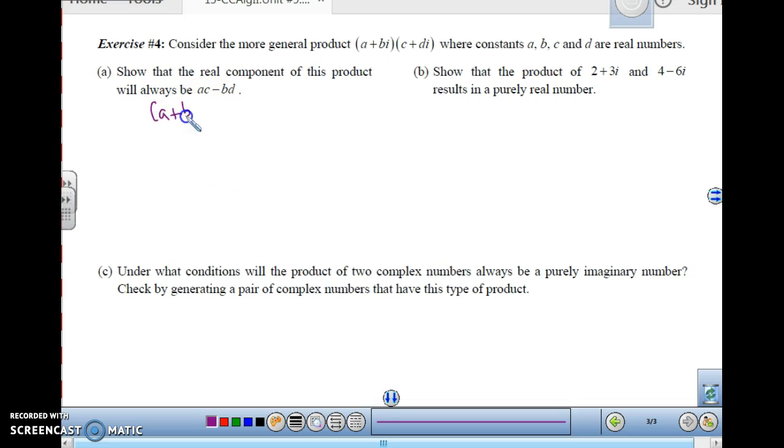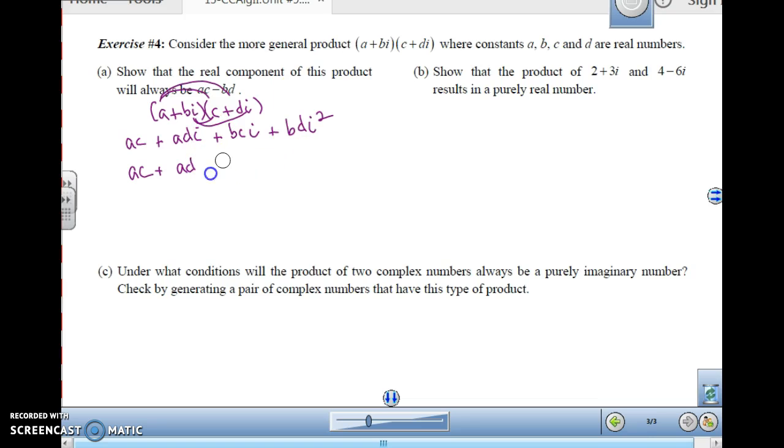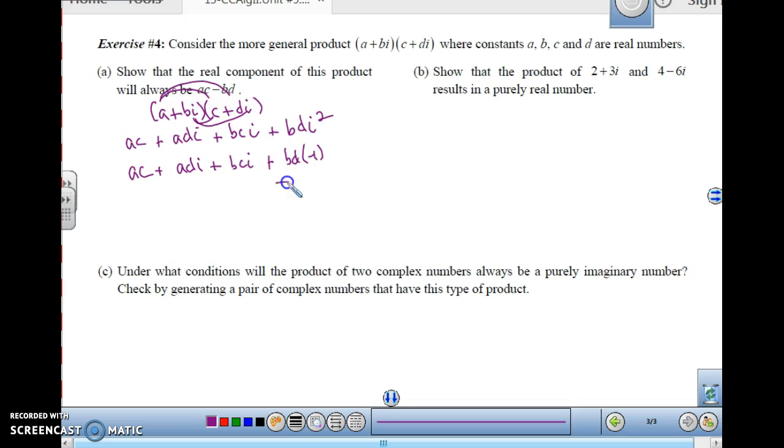Well, it's going to be A plus BI times C plus DI. All right, so first is A times C. Outside is A times DI. Inside would be BC times I. And then last will be BDI squared. All right, now remember I squared is negative 1. So this is going to be AC plus ADI, sorry, looks like a C, plus BCI plus BD times negative 1, which would make this negative BD.